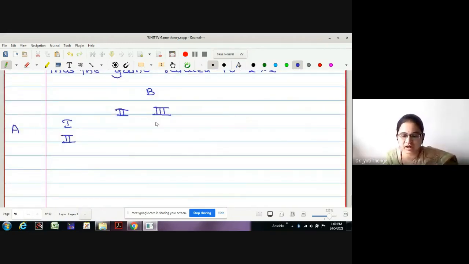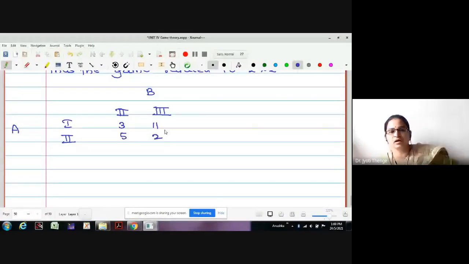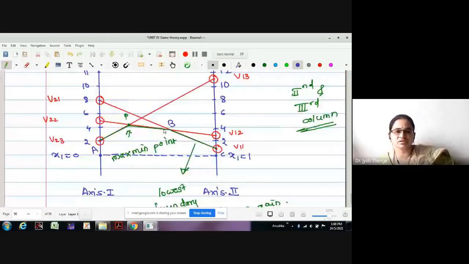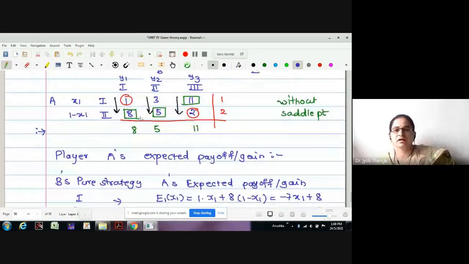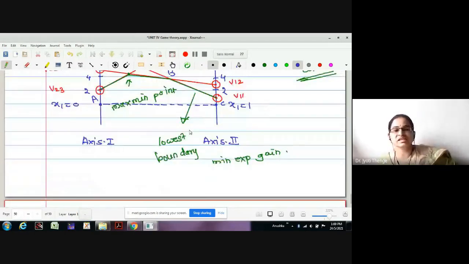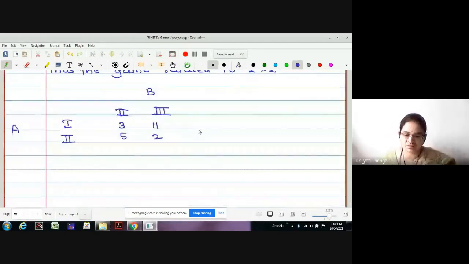Therefore, what about their entries correspondingly? 3, 5, 11 and 2. Correct, no? We have just dropped the first column, 1 and 8, and we have written the remaining. Now, once I get this 2 by 2 matrix, how can I solve it by the arithmetic method? Yes, how can I solve it by the arithmetic method?